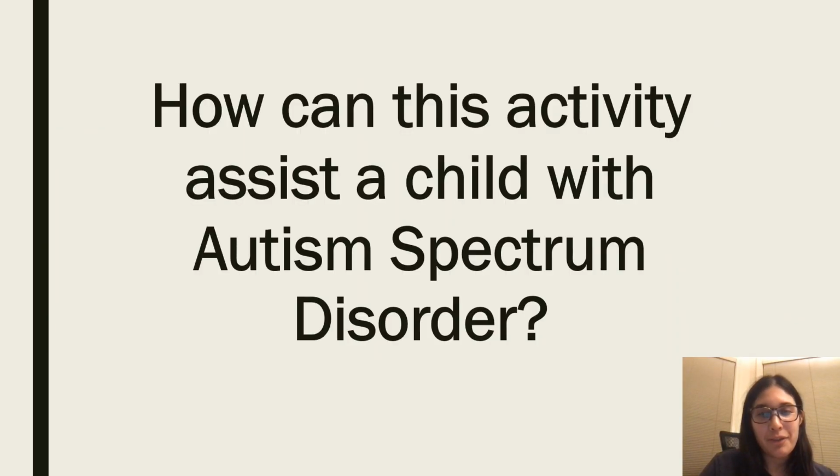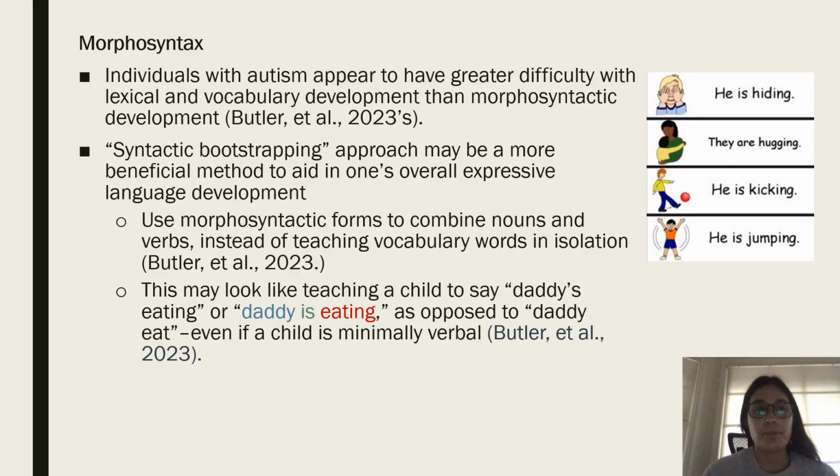As you were able to observe in the video, this activity can be a really fun way to target pronouns, the present progressive ing morpheme, and vocabulary words. So, how can this activity assist a child with autism? So first and foremost, individuals with autism appear to have greater difficulty with lexical and vocabulary development compared to morphosyntactic development. And so syntactic bootstrapping is a technique that may be used to benefit them in their overall expressive language development. This would consist of combining nouns and verbs instead of teaching vocabulary words in isolation.